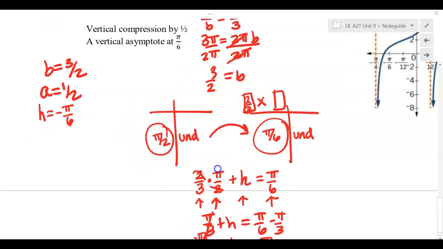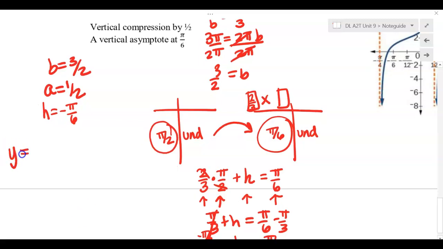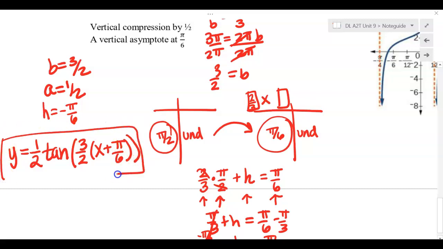And so my equation is going to say y is equal to an a value of 1/2. This is a tangent function. A b value of 3 over 2 times x plus, because this is x minus h, but h is negative, pi over 6. And it didn't say anything about a vertical shifting up or down, so I would leave my equation at that.